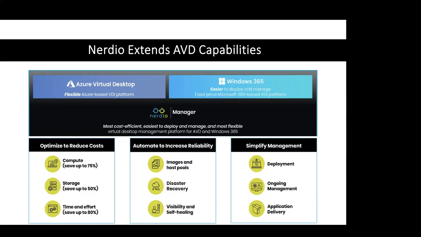All this automation is geared towards really increasing reliability. We have something built in called broken host fixing. So if a host VM goes down, we can sense that, we can fix it. Amazing kind of stuff. So that's on the management side.